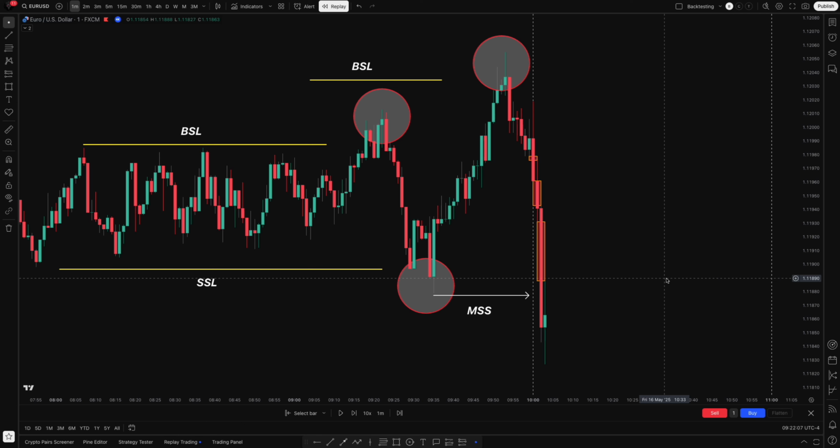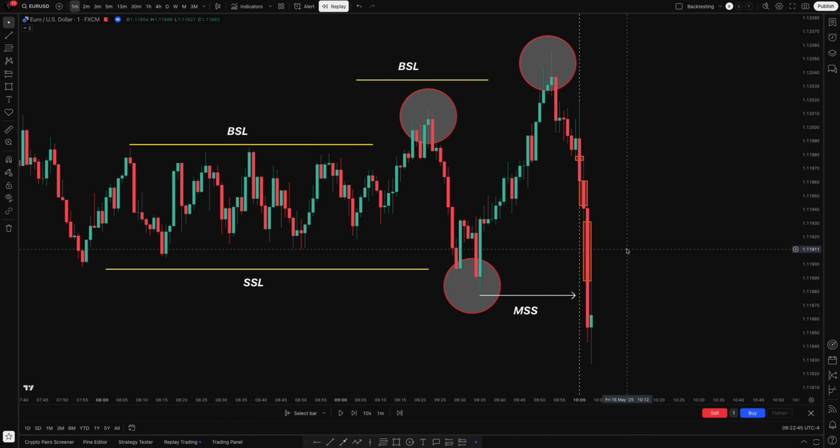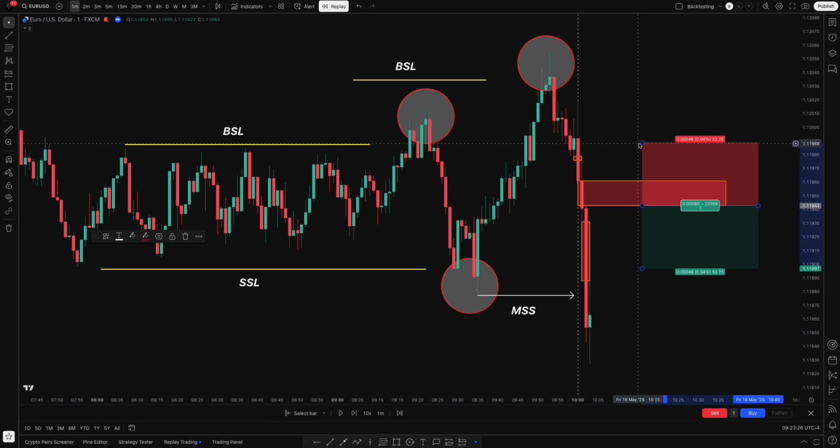Okay, so which one you will use for your entry is really based on your personal preference. In these situations, I personally don't like to enter on the large fair value gaps. I prefer the more standard size or normal size ones like this, or even the smaller ones. But I don't like to put my entry right here because it's really deep into premium and the price might not reach it. This one is also deep into discount. So basically I will use this fair value gap for my entry, and I will enter just as the price enters this fair value gap.